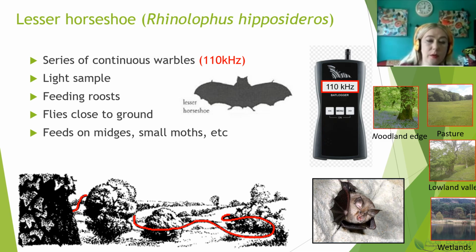Lesser would go down on the ground and pick up insects from the ground. But generally lesser horseshoe bats, because they're quite small, go for midges and mosquitoes and the smaller size moths. And for lesser horseshoe bats, 110 kilohertz is the most common frequency.